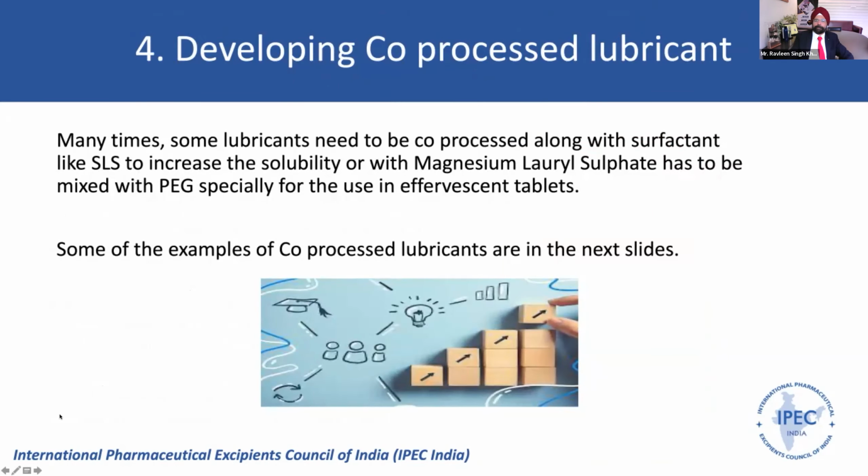Now we come to developing of co-processed lubricants. Many times some lubricants need to be co-processed along with surfactant like SLS to increase the solubility, or magnesium lauryl sulfate has to be mixed with PEG for effervescent tablet. So some examples of co-processed lubricants are given in the next slides.